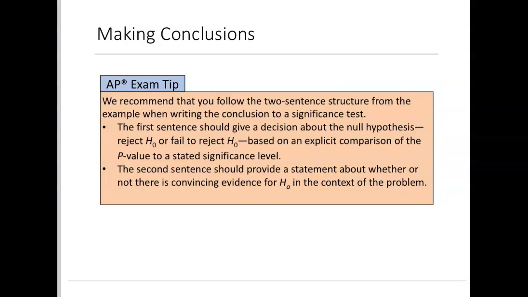All right, and so this is the exam tip I just gave you. Your first sentence gives your decision about the null hypothesis, either reject or fail to reject. And the second sentence provides a statement about whether or not there is convincing evidence for the alternative in context. So just adding that context.